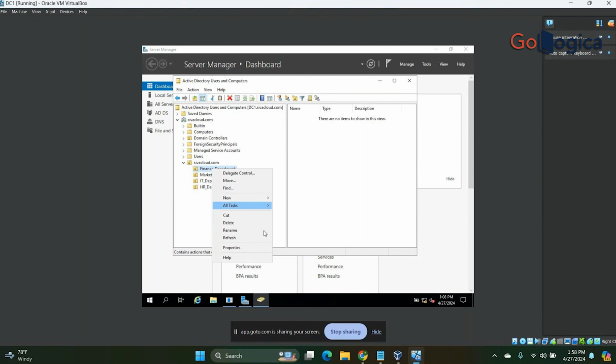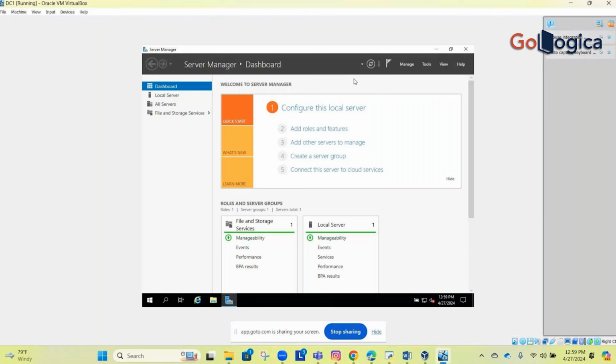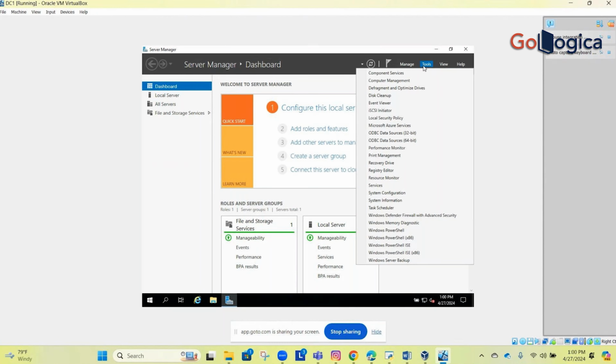Yes, and where are you? Yes, go ahead. Go to the tools. This one. In the menu, there is a... Sorry, I should go to Manage where? Tools. Yeah, tools. Now click on Users and Computers.